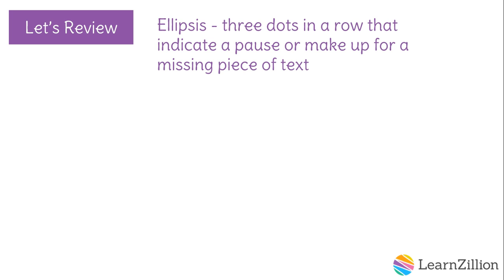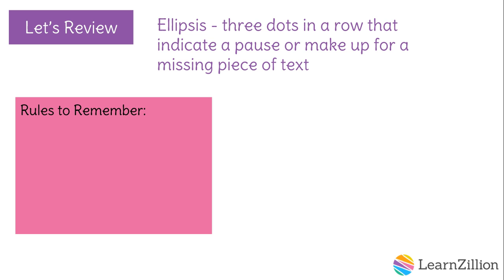Let's review. When we need to take words out of a quotation, we can use the handy punctuation mark called the ellipsis. An ellipsis is 3 dots in a row that indicate a pause or make up for a missing piece of text. When we use an ellipsis to omit words from a quotation, there are a couple of rules to remember. First, we need to make sure that the sentence still flows together as a complete thought, even without the missing words. The other thing we want to keep in mind is that the author's core meaning should stay the same. In other words, we have to make sure that the revised quotation still means more or less the same thing as the original.